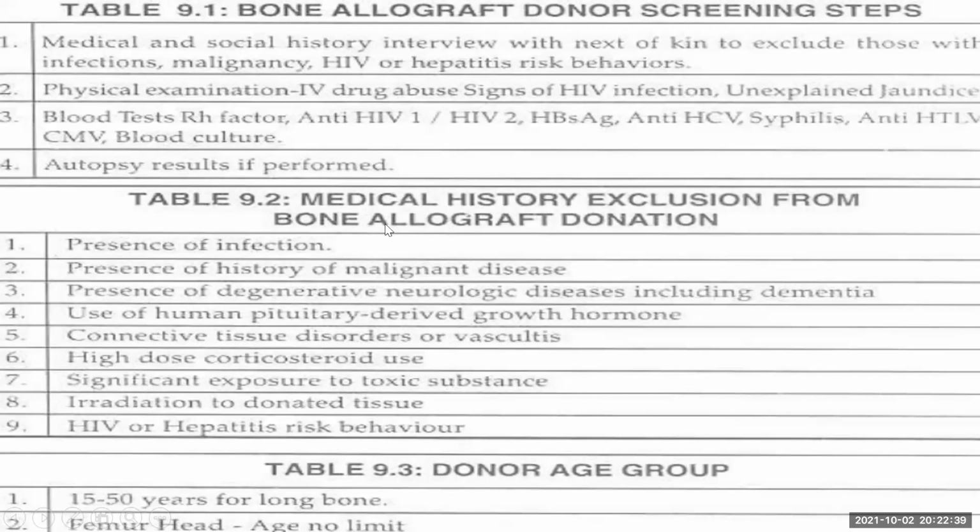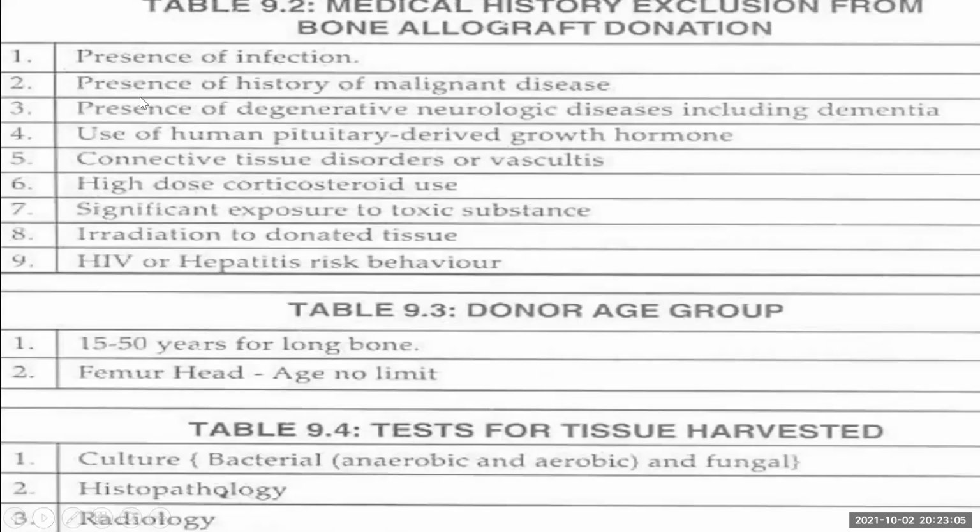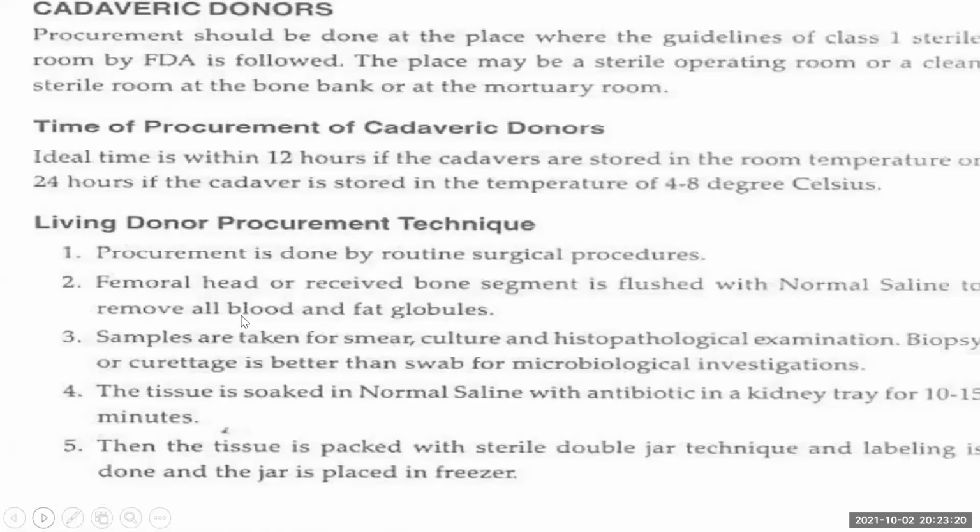Medical history, exclusion from bone allograft donation: presence of infection, presence of malignant disease, degenerative neurological disease, pituitary-derived growth hormone use, connective tissue disorders, high-dose corticosteroid use, significant exposure to toxic substance, irradiation, and HIV, hepatitis. Donor age group is 15 to 50 years for long bones, and femoral head of any age. Contraindications: presence of infection, presence of malignant disease, degenerative neurological disease, pituitary-derived growth hormone use, all those things become contraindications. Tests for tissue harvesting are culture, histopathology, and radiology.